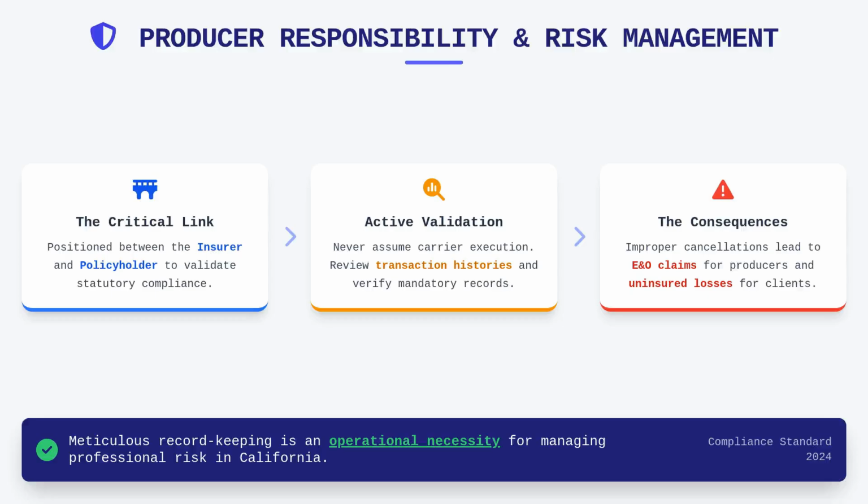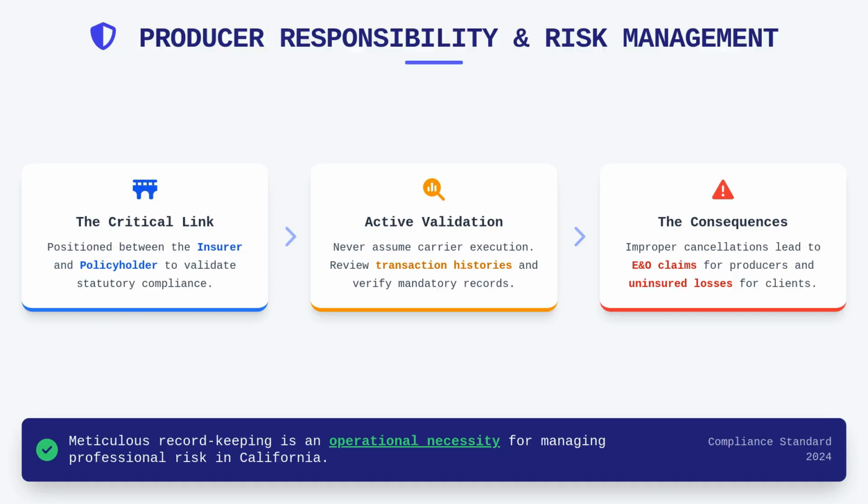As a producer, you occupy a critical position between the insurer and the policyholder, and your role extends to validating that the insurance company has followed all statutory procedures. You cannot simply assume that the carrier has properly executed and documented cancellation.